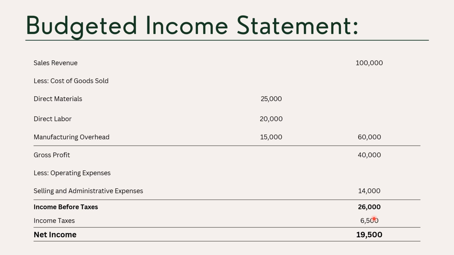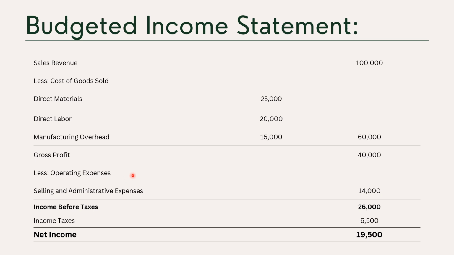Okay? But this is the template of the budgeted statement. You will start the computation from the sales revenue less your cost of goods sold to get your gross profit. And in this case, you have sales revenue of 100,000 pesos. The total cost of goods sold is 60,000. So, saan galing 60,000? 25 plus 20, 45 plus 15. So, that's 60,000.